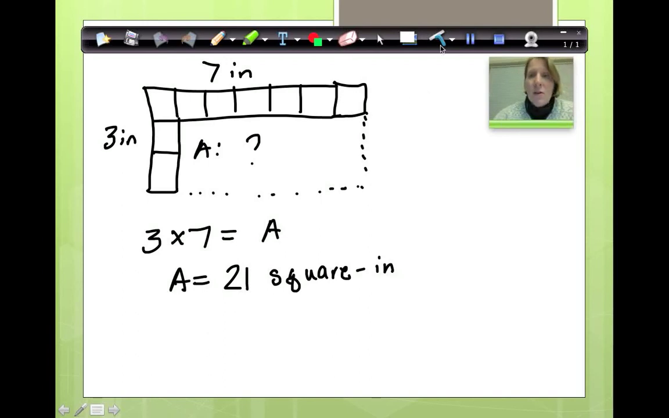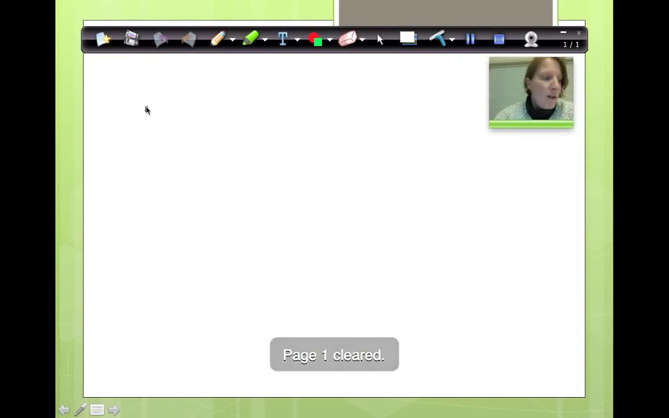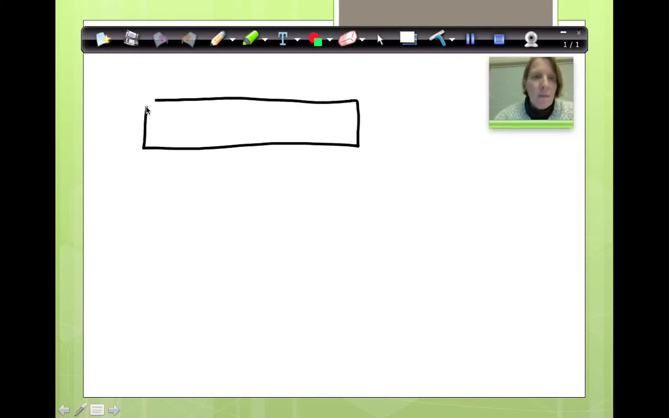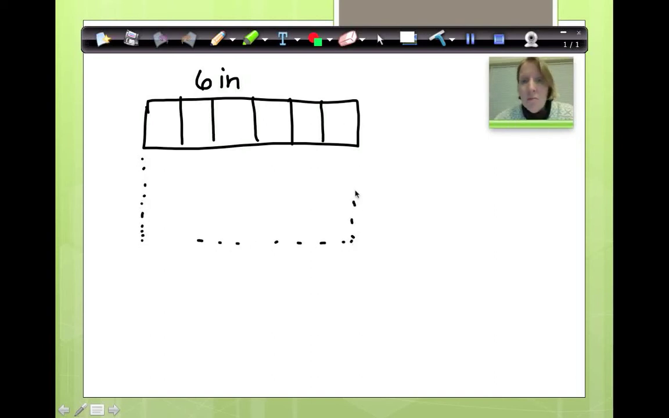Now, I'm going to draw another one. Kind of fun, isn't it? Here's your rectangle. Okay. This time, I'm going to give you just the side. Okay? So here's your side. This side of the rectangle is 6 square inches. I'm going to give you one side. I don't know how long it is. I have no idea. Does it go down here, somewhere over here? I'm not sure. It's a mystery. This is what I don't know.